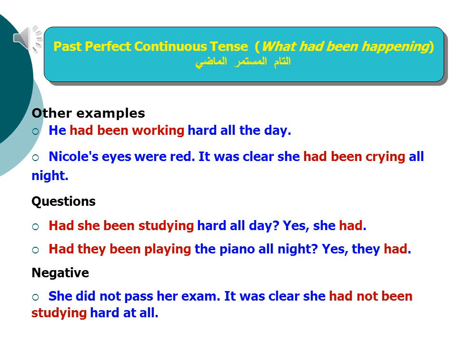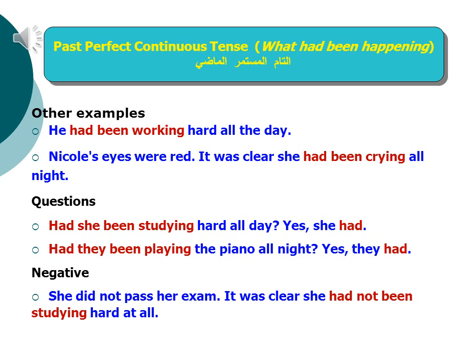Here are some more examples for you to understand the past perfect. The first one, he had been working hard all the day. Second example, Nicole's eyes were red. It was clear she had been crying all night.